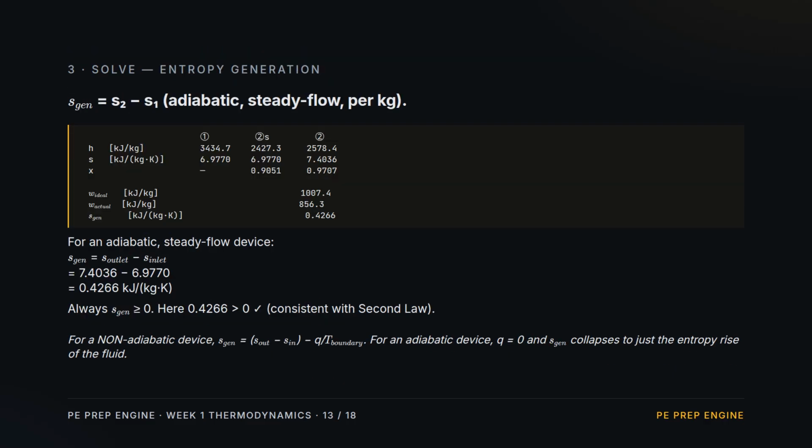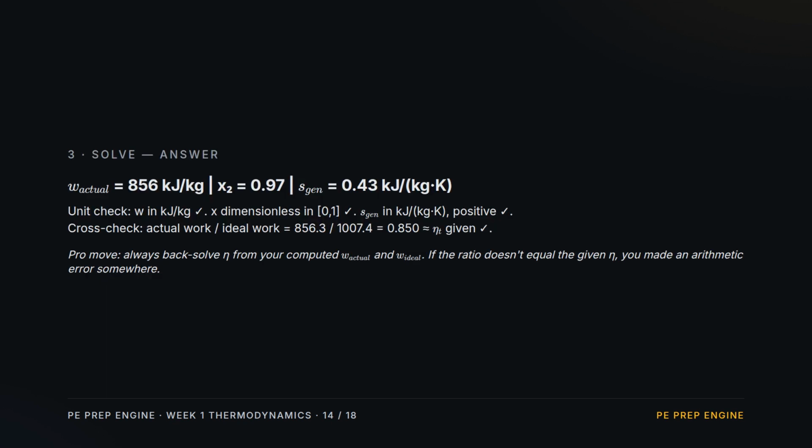Step 4. Entropy generation. For an adiabatic steady flow device, S generation is just S out minus S in, 7.40 minus 6.977, or 0.43. Positive, as any real process must be. A non-adiabatic device would subtract Q over T boundary. Final answers. Actual specific work, 856. Outlet quality, 0.97. Entropy generation, 0.43. Backcheck. Actual over ideal work equals 0.85, matching the given efficiency. If it doesn't match eta, you made an arithmetic error.